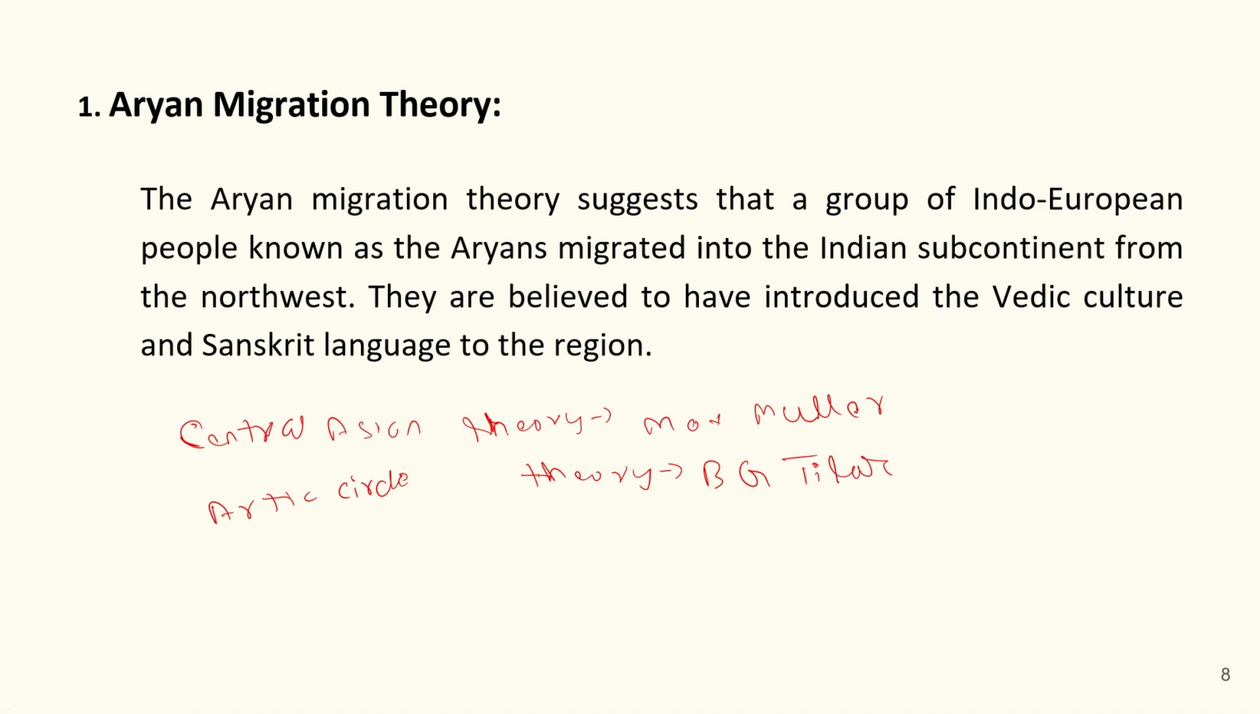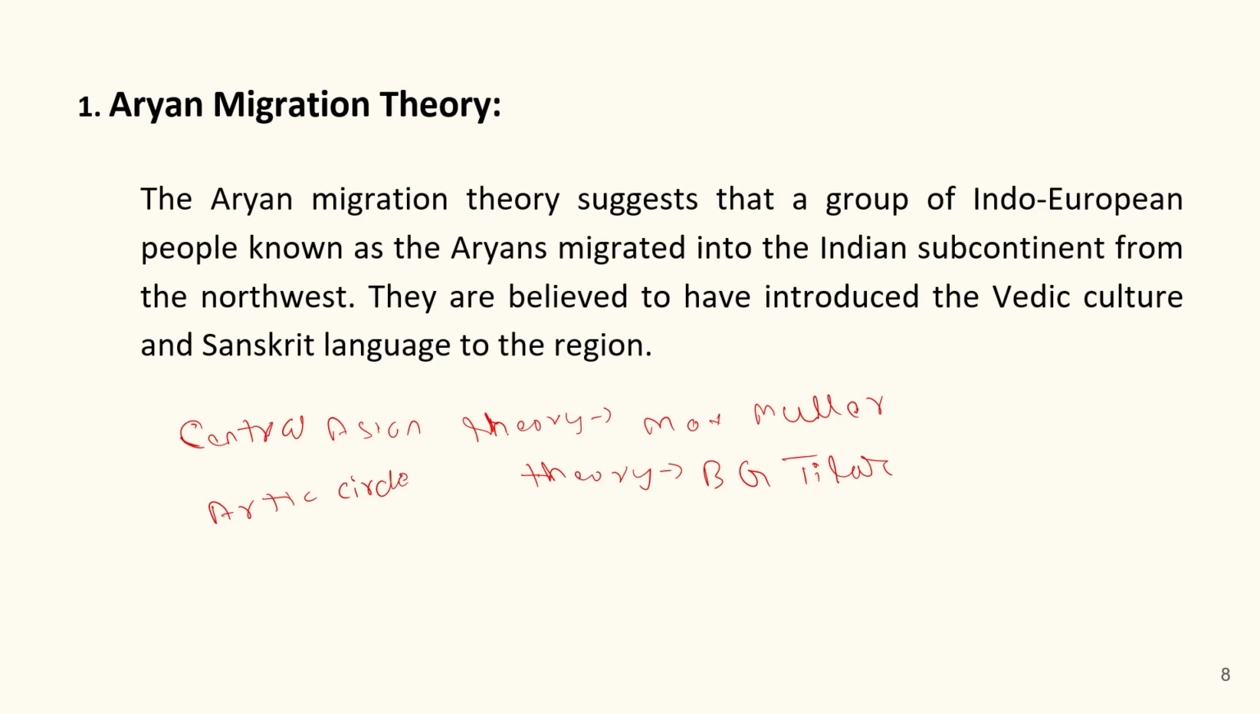Basically, Max Muller was a British historian. He claimed that the Aryans were people living in Central Asia, and then they migrated to India in the east. Okay, it was his theory. The Arctic circle theory was given by Bal Gangadhar Tilak, or in short B.G. Tilak. He claimed that the Aryans were living near the North Pole and then they came to India. North Pole doesn't mean that they were living at the North Pole. North Pole area means that they were living at high latitudes, you can say. Got it?